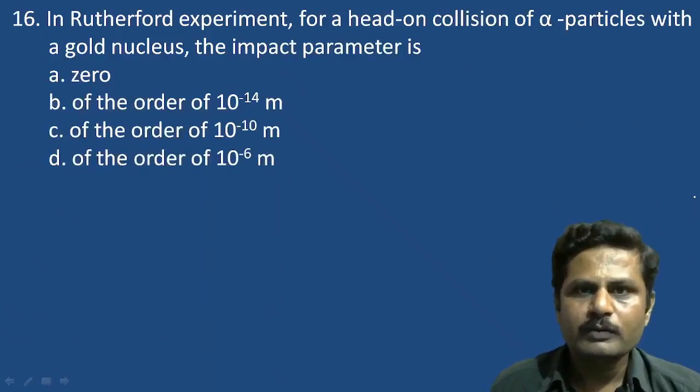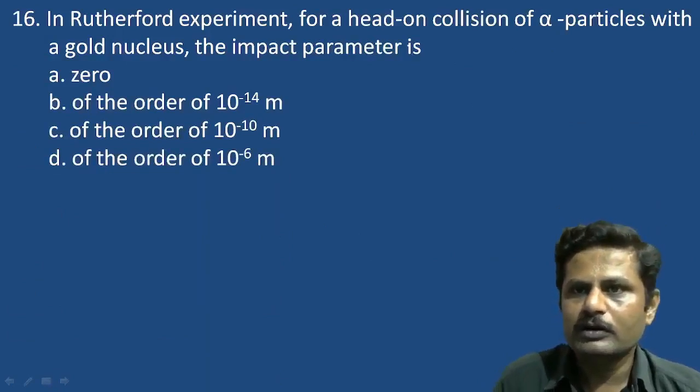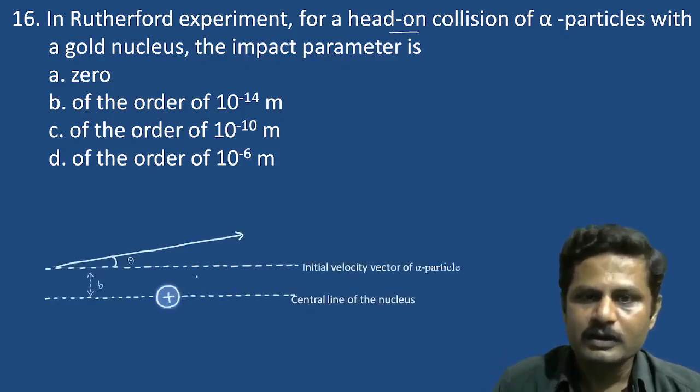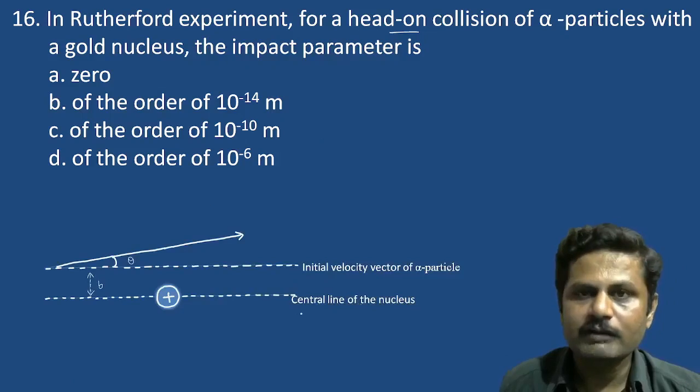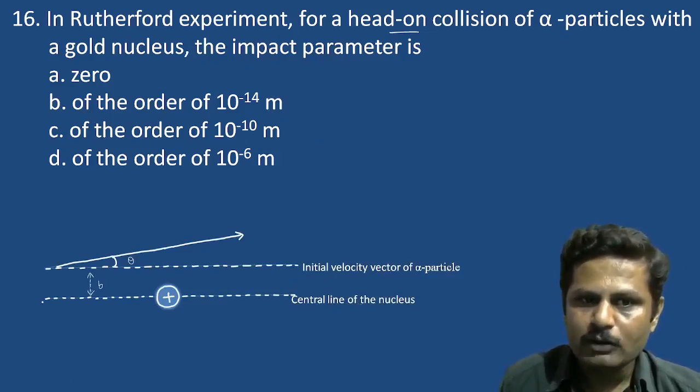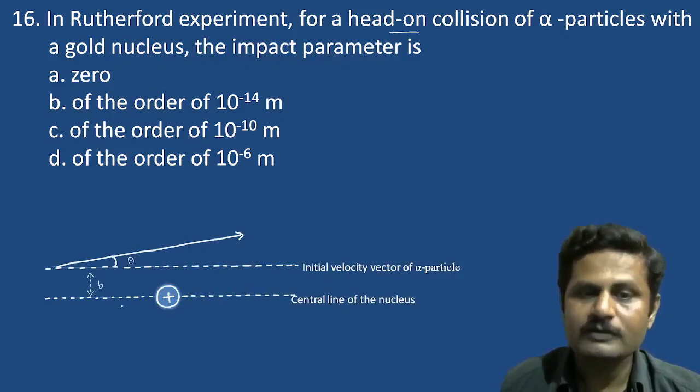In the Rutherford experiment, for a head-on collision of alpha particles with a gold nucleus, the impact parameter is of the order of 0, 10 to the power minus 14, 10 to the power minus 10 meter, or 10 to the power minus 6 meter. As we all know, the impact parameter is the perpendicular distance between the initial velocity vector of the alpha particle and the center line of the nucleus. For a head-on collision, the alpha particle will be moving along the direction of the center line of the nucleus.